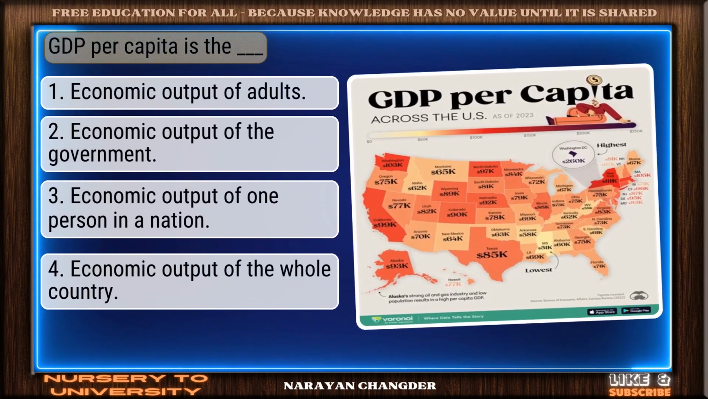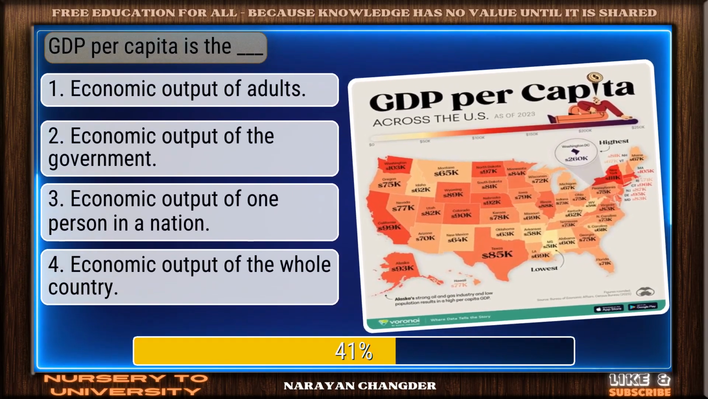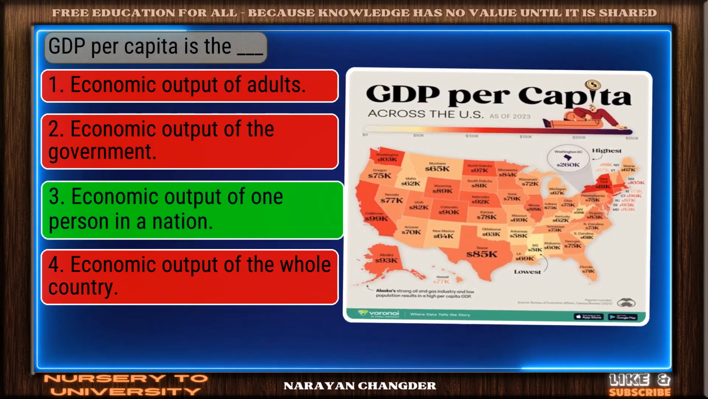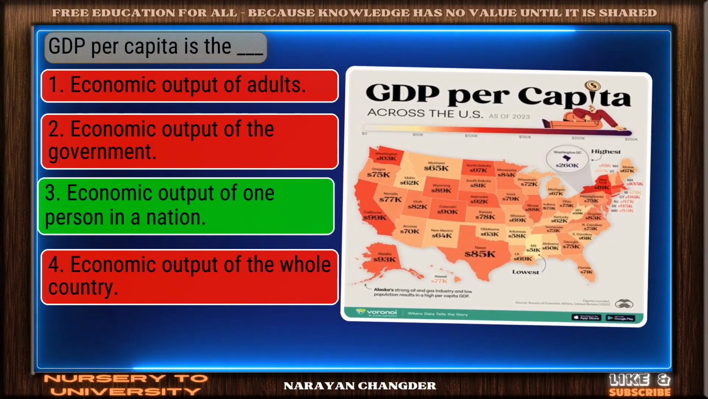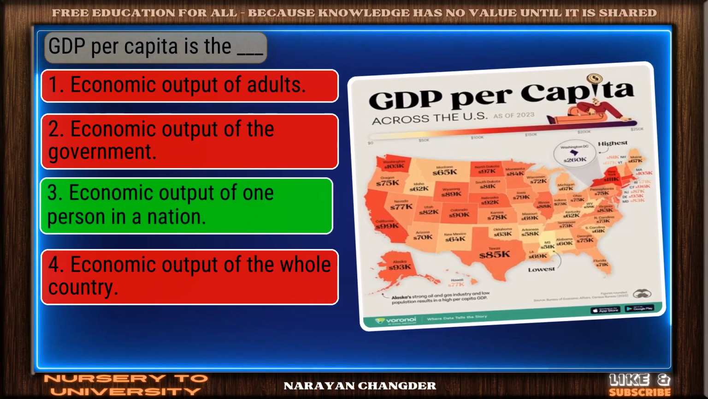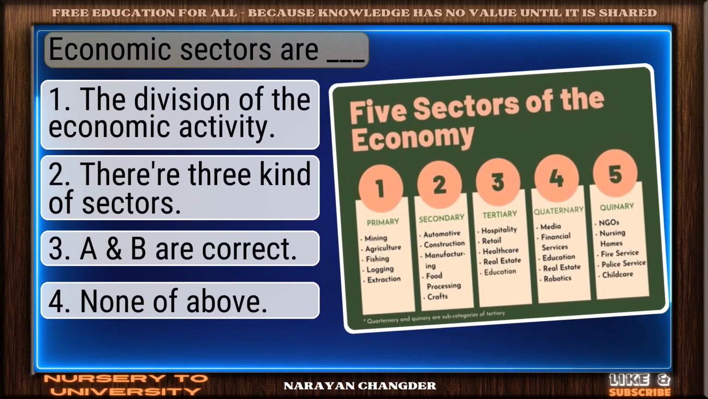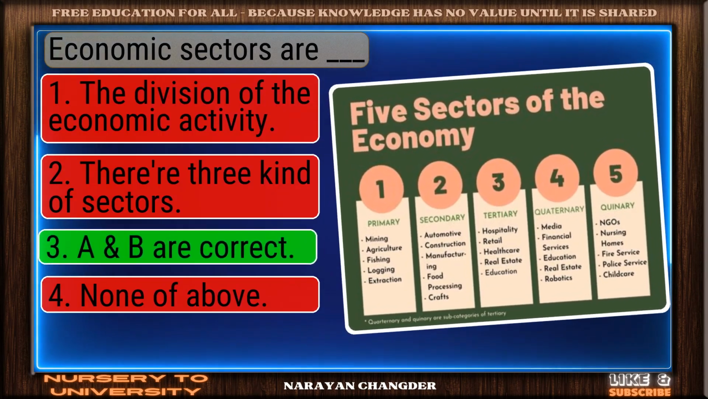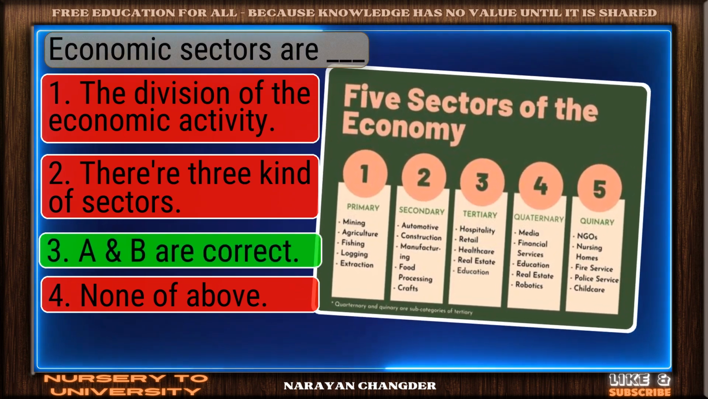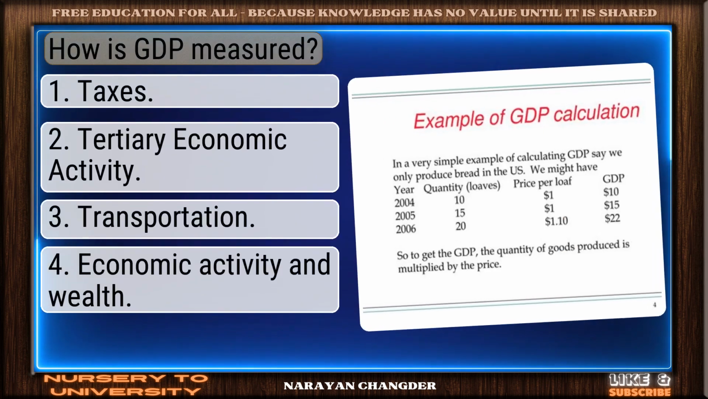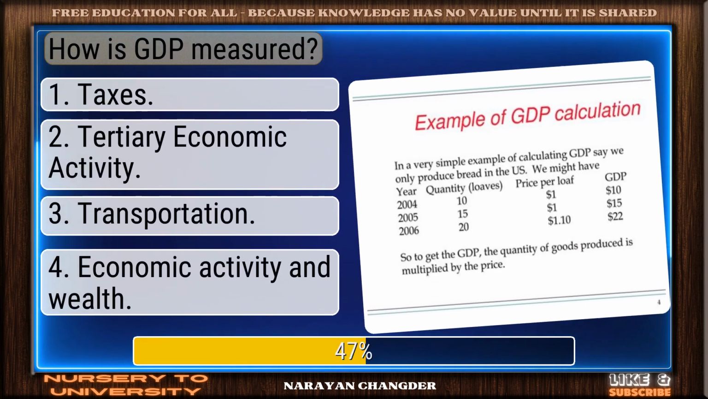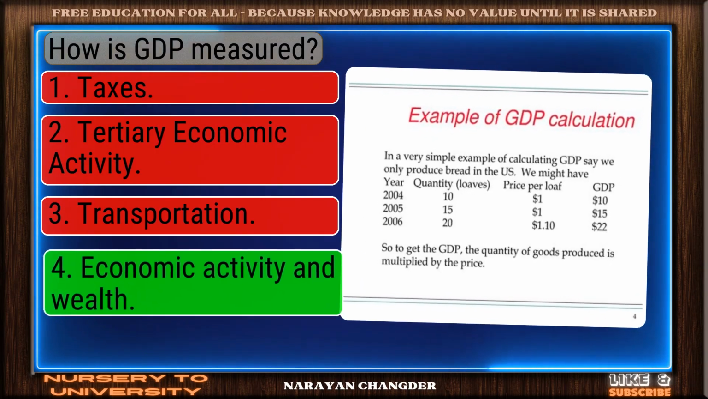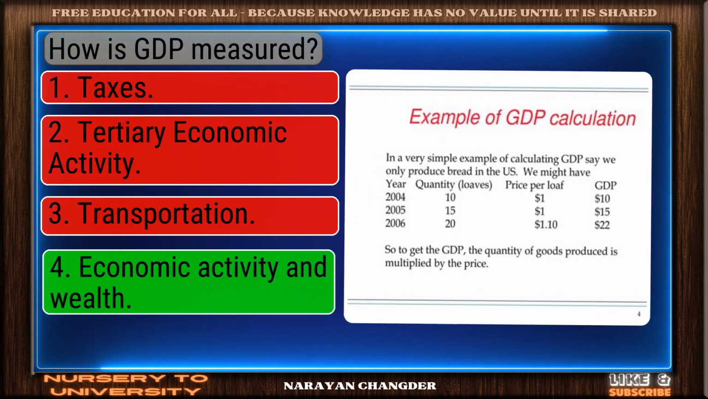GDP per capita is the dash. Correct response. Economic output of one person in a nation is the most accurate answer. Economic sectors are dash. Nicely done. A and B are correct is a solid answer. How is GDP measured? Well done. Economic activity and wealth is the right choice.